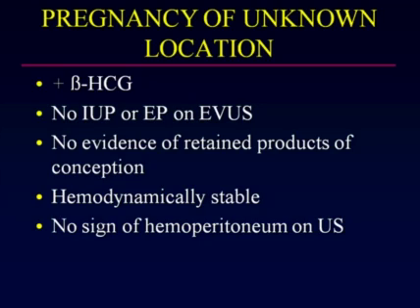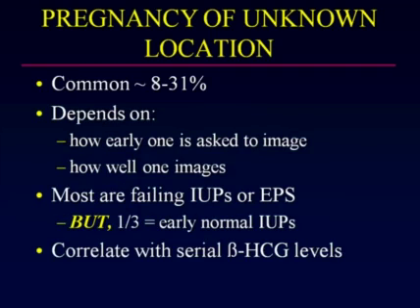And this is defined as a patient who is pregnant, who has a positive beta-HCG, but no evidence of either an intrauterine or ectopic pregnancy on endovaginal imaging, no evidence of retained products of conception on endovaginal imaging, the patient is hemodynamically stable, and there's no sign of hemoperitoneum on ultrasound. And in most labs, this happens commonly. In a recent gynecologic consensus conference, the incidence of this occurrence was estimated in different labs at about 8 to 31% of the time.